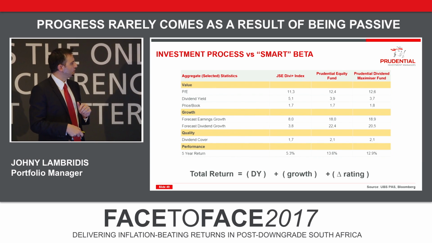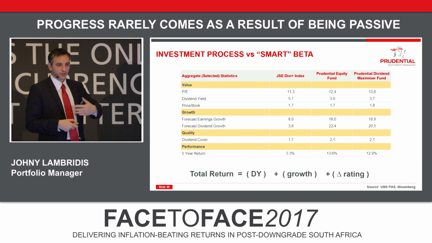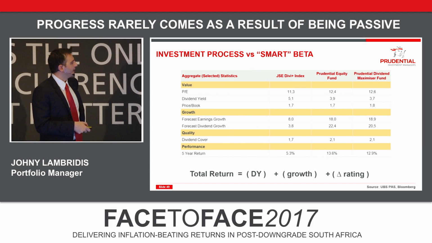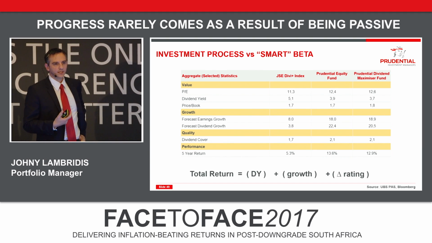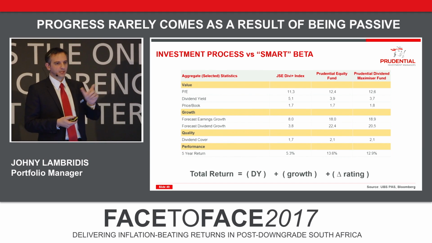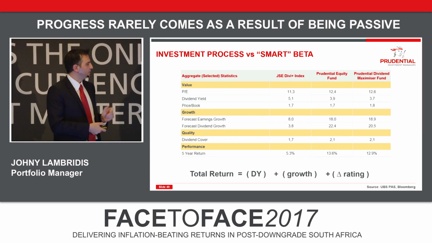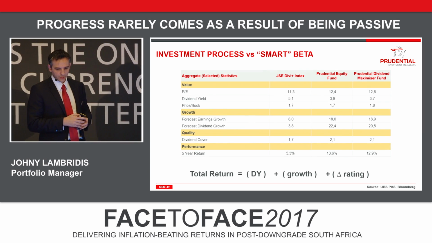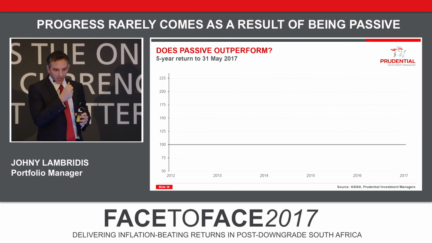So your total return is made up of dividend yield, but also of the growth that you're going to get in that dividend stream. And you can see the 5-year return number from Divi Plus is actually very close to the initial yield. It's only really picking up that yield, and it's foregoing quite a lot of growth, which you're obviously picking up in the Prudential funds. Okay, my last slide for today.